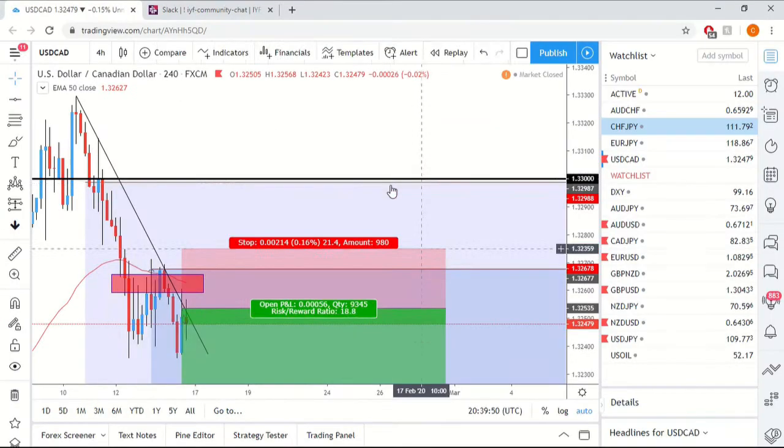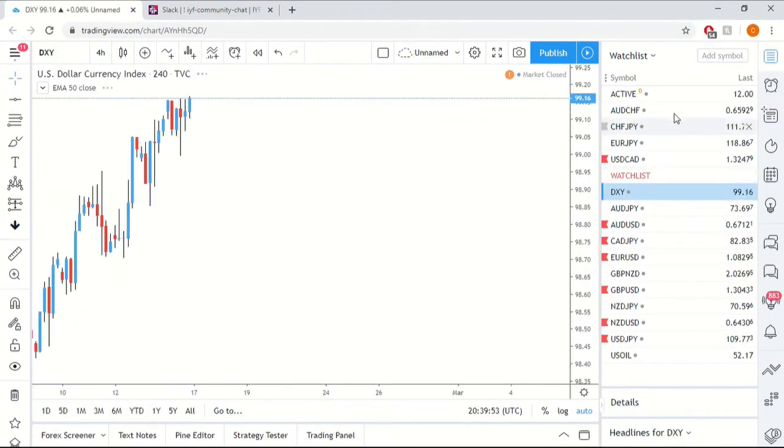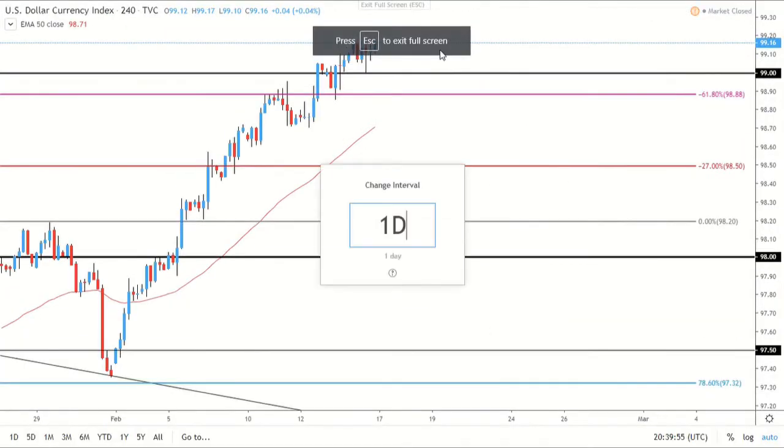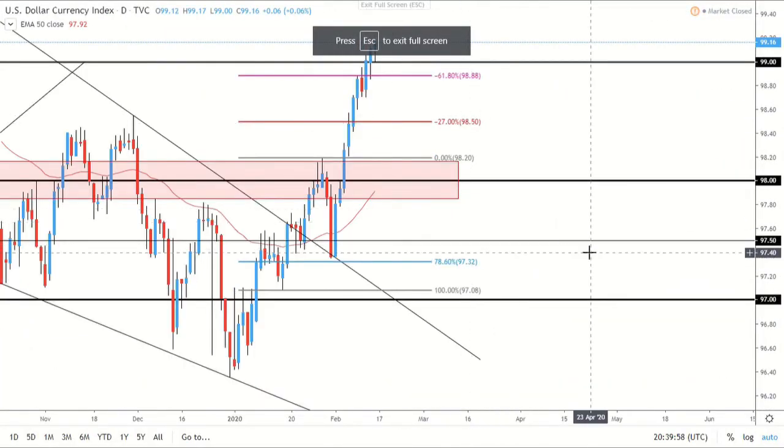So it'll be interesting to see. Now let's move on to the pairs I'm looking at for this week. Firstly, we have the DXY, which has been very interesting because of the massive impulsive move we've had.